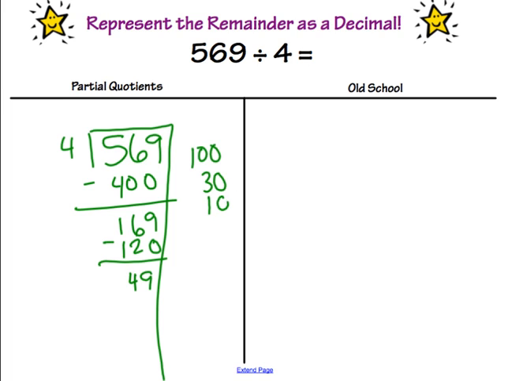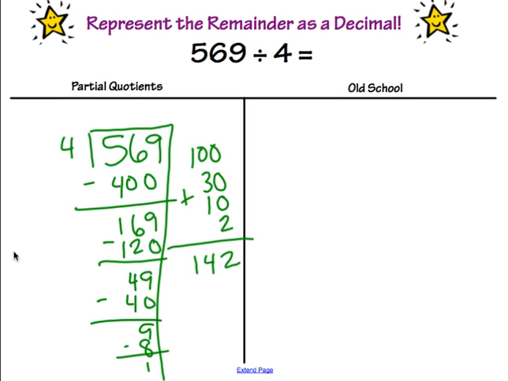Let's go with 10 groups. 10 times 4 is 40. And 2 4s go into 9 with a remainder of 1. Let's add our partial quotients. Alright, so we've got 142 with a remainder of 1.